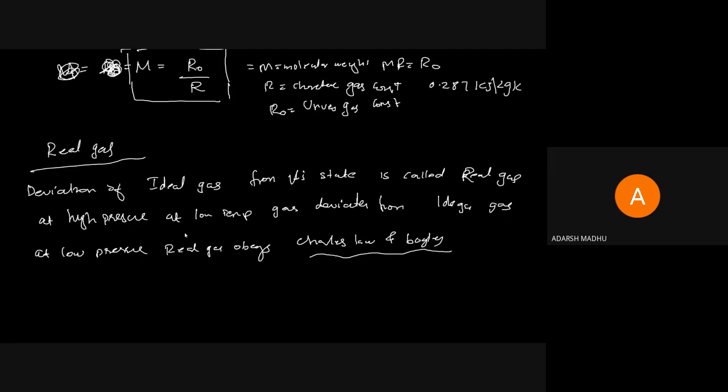A real gas is a gas that deviates from the ideal gas law, that is PV equal to RT. At a low pressure, a real gas obeys Charles' law and Boyle's law, and obeys the equation of state PV equal to RT. But at a higher pressure region and low temperature, the real gas deviates from that PV equal to RT law, and that gas is called a real gas.